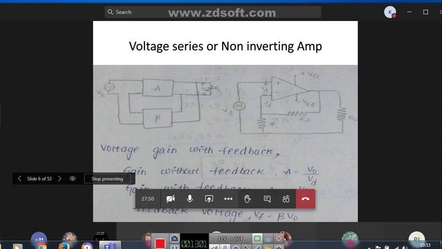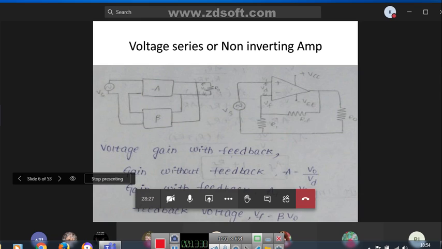If the input signal is applied to the inverting terminal, the minus sign indicates the inverting terminal. The plus sign indicates the non-inverting terminal. So in the non-inverting amplifier, the input is applied to the non-inverting terminal, and the feedback signal is applied to the inverting terminal. Here these two resistors R1 and RF form a voltage divider network.